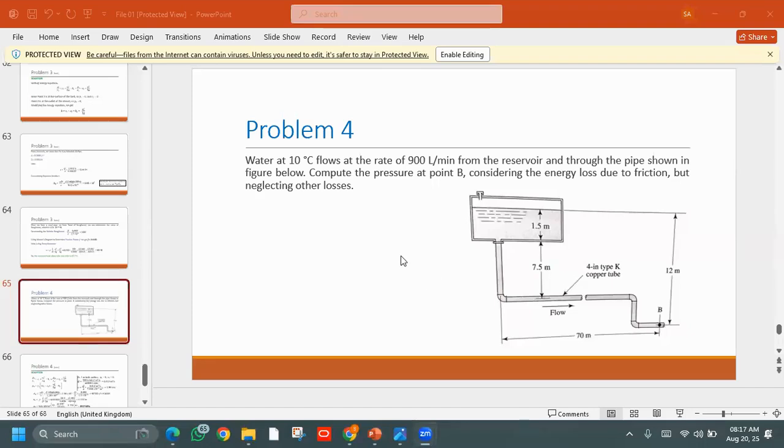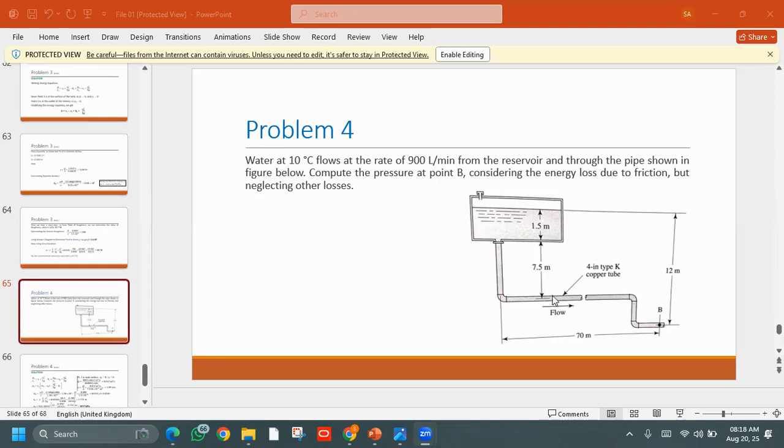Let's move to problem number 4, which is again related to the pressure difference. We need to find out the pressure at point A. From the figure, we can see that we have the overhead water storage tank, which is connected with the pipe from point A to point B. The top of the tank is over here, and the height of the water in the storage tank is 1.5 meters. From the bottom of the tank to the center line of that pipe, we have a height equal to 7.5.